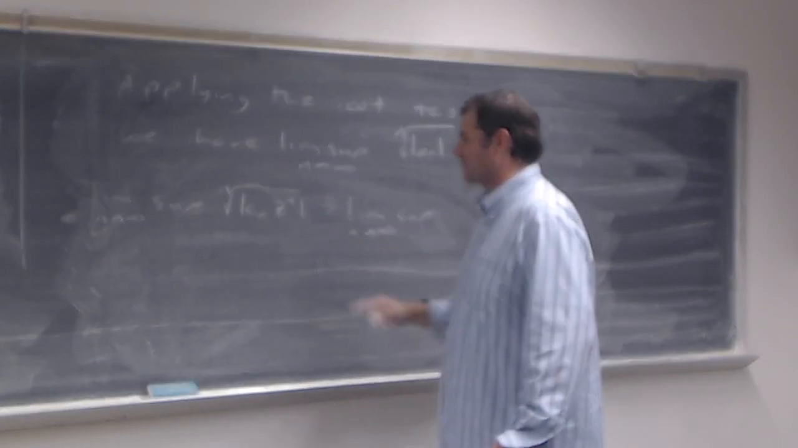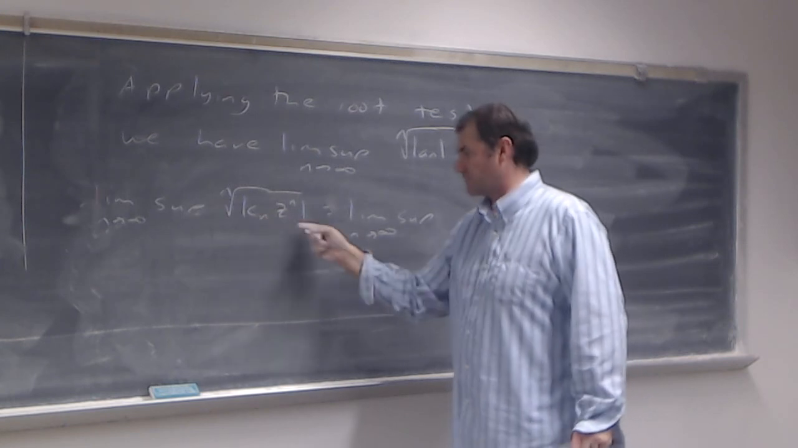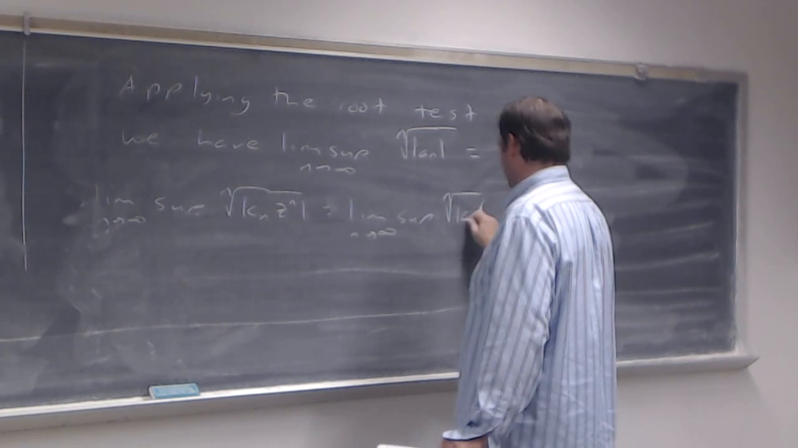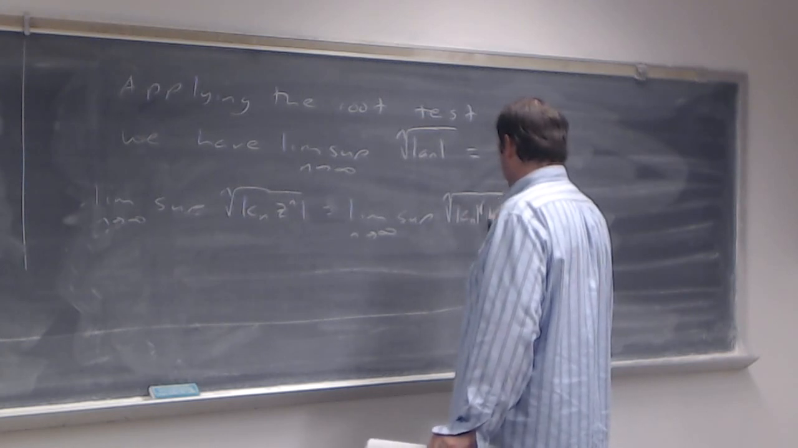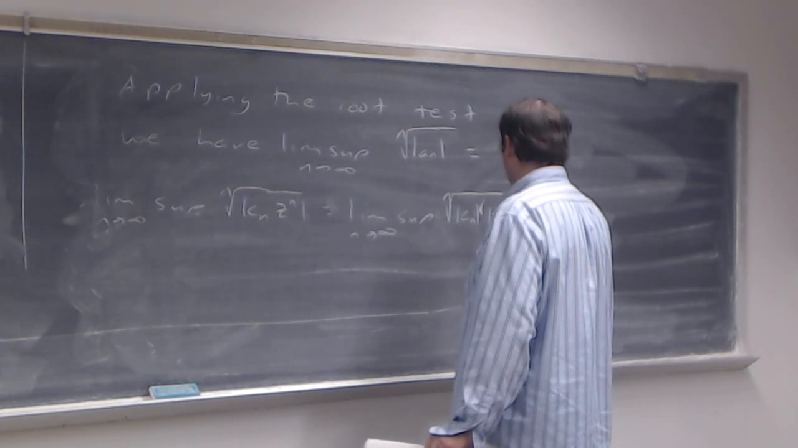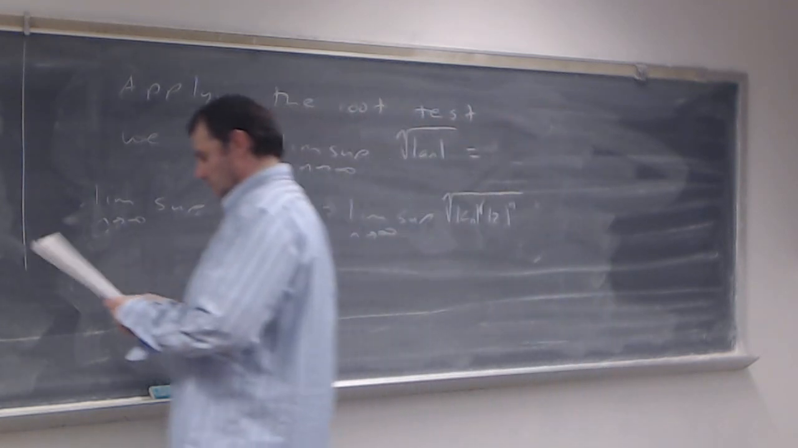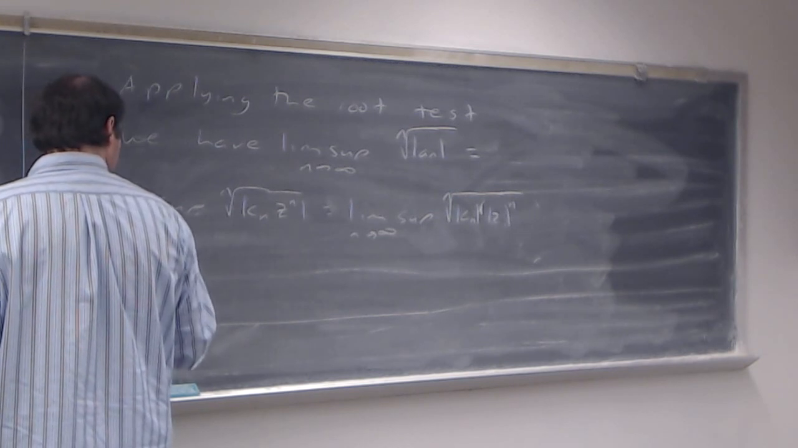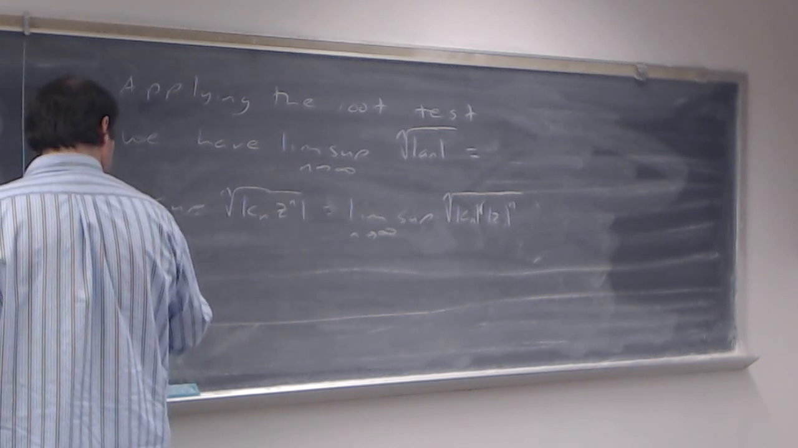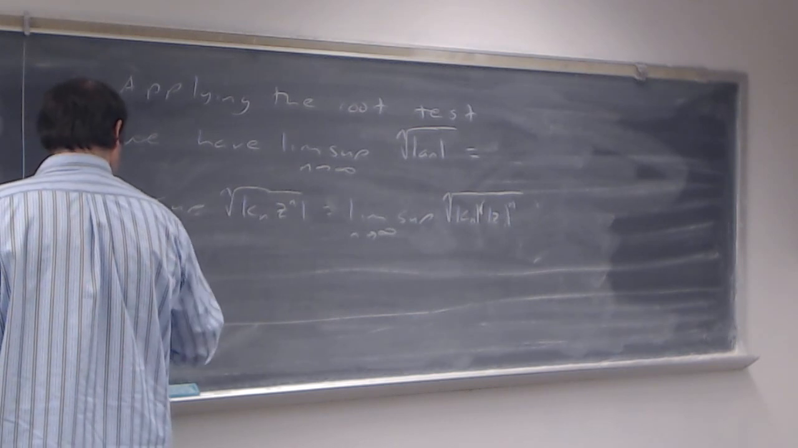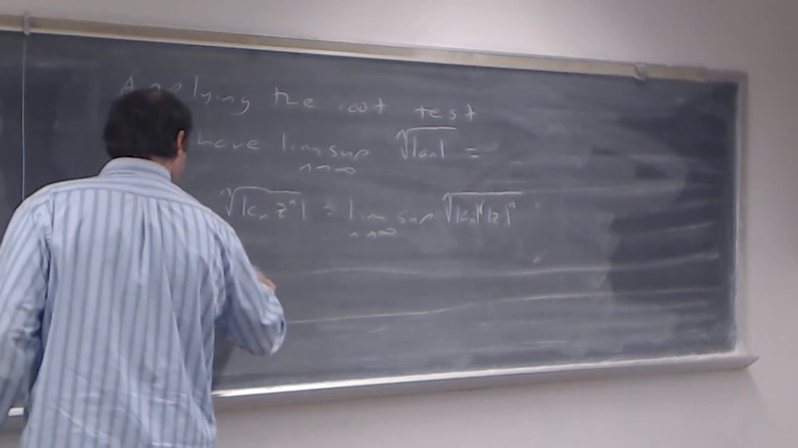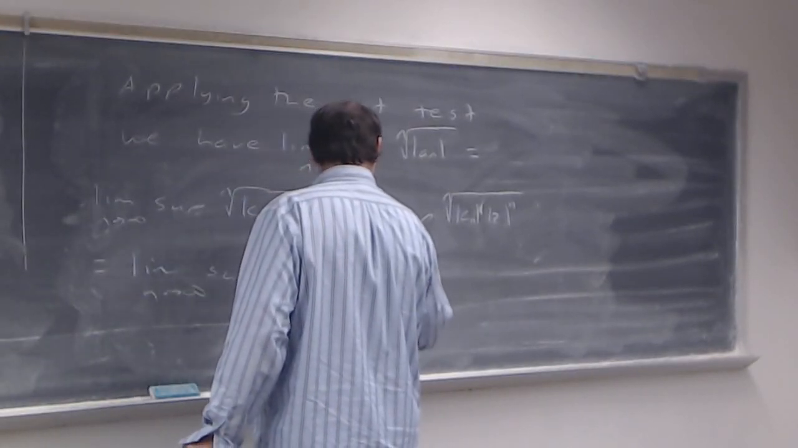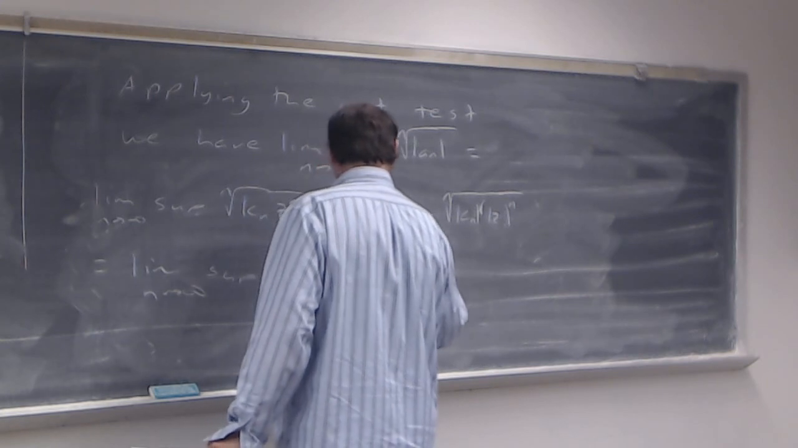I can break up the absolute value of these two complex numbers into the absolute value of the first and the absolute value of the second. And really, even do more than that. I'll rewrite this as the absolute value of c sub n and the absolute value of z raised to n. And then that's equal to, well, the nth root of the absolute value of z raised to n is just going to be the absolute value of z. So it's the lim sup of the absolute value of z times the nth root of the absolute value of c sub n.